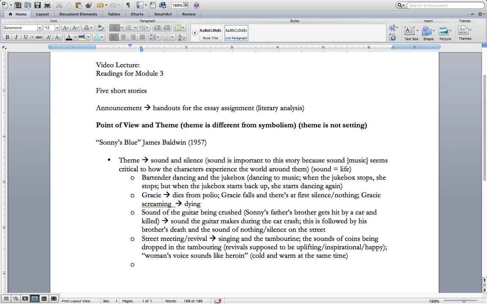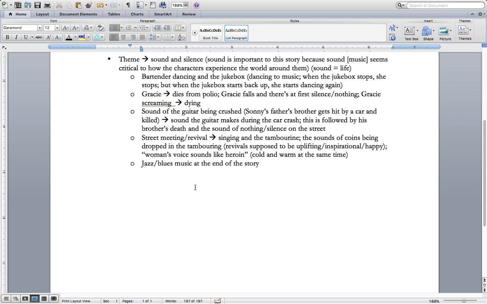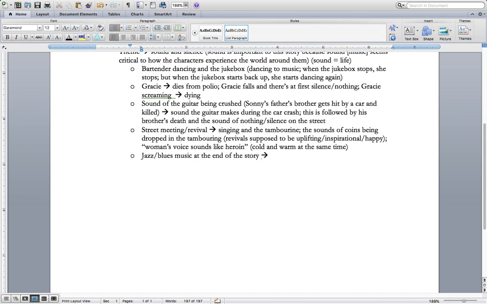The final thing is the actual music itself. So there's the jazz and blues music at the end of the story. Let me scroll down just a little bit. There's a situation where Sonny's brother watches Sonny, Creole, and the band play. I think I underlined almost everything in the last two pages. But it's at this point that Sonny's brother kind of has, I don't know if it's an epiphany.